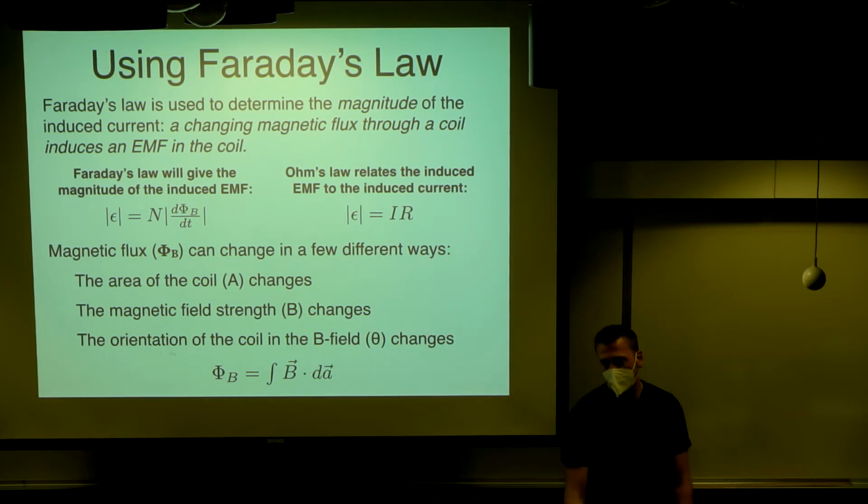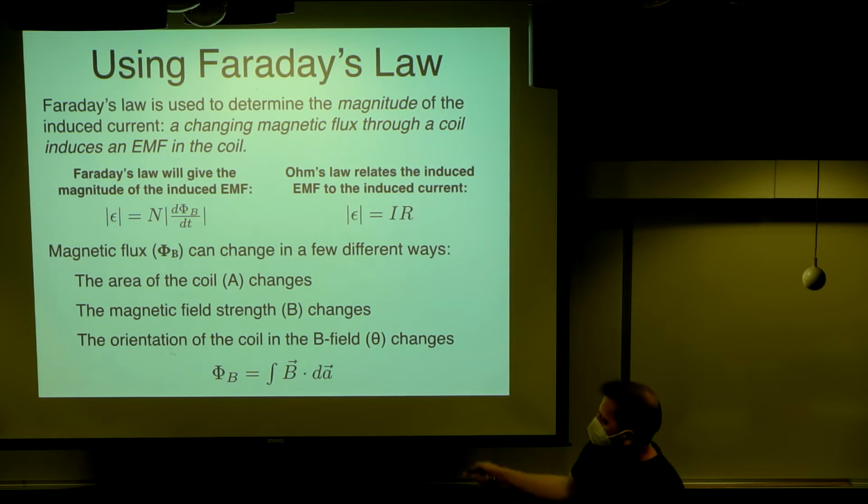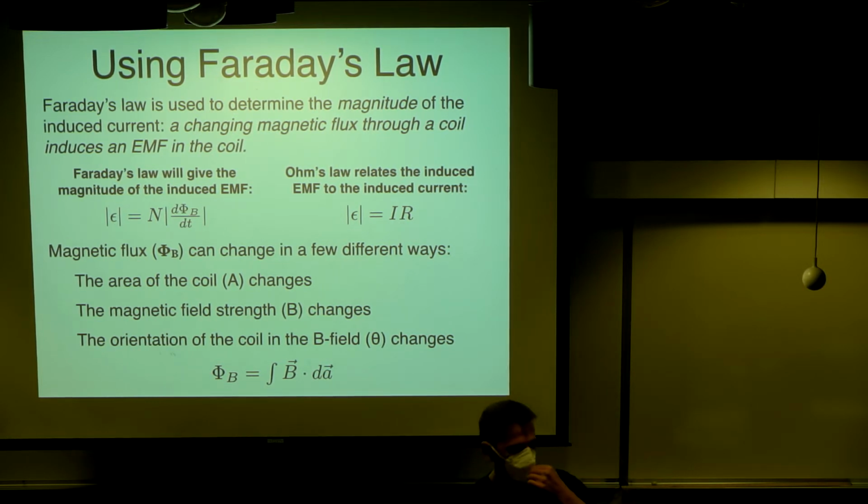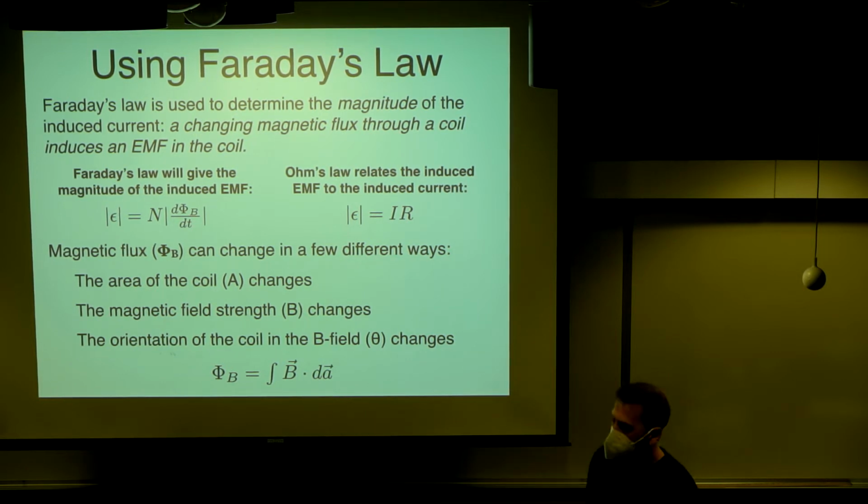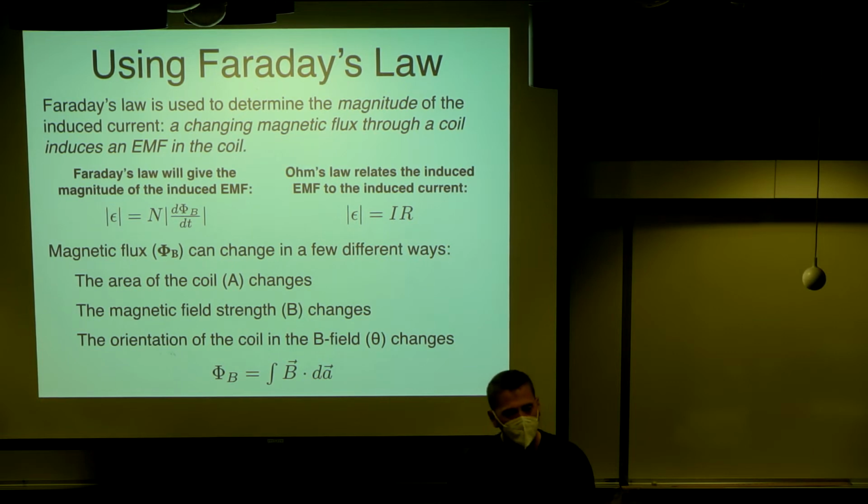Okay? So, let's talk about three cases we're going to see here. Basically, there are three different ways magnetic flux can be changing. Okay? Because what does flux depend on? It depends on how strong the B field is. It depends on the area as well. But it also depends on the angle between your B field and your area vector.